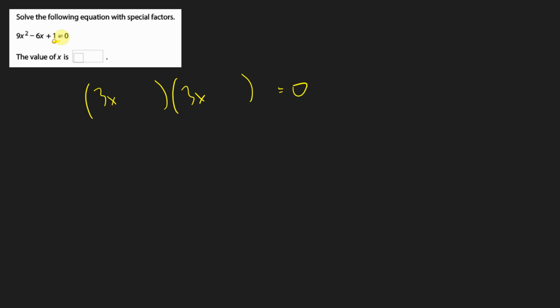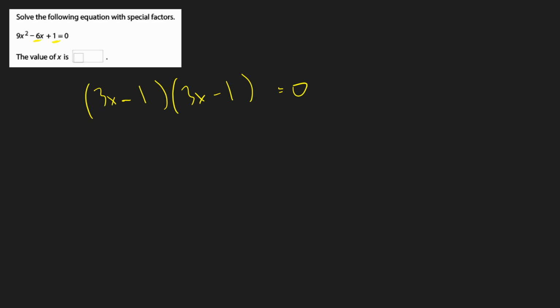I see that I have to multiply to positive 1, but add to a negative 6. So the only way you multiply to a positive, but add to a negative, if you weren't aware, is by doing a minus 1 and a minus 1. A negative times a negative will multiply to a positive, but will add to a negative. So let's see if this is right.